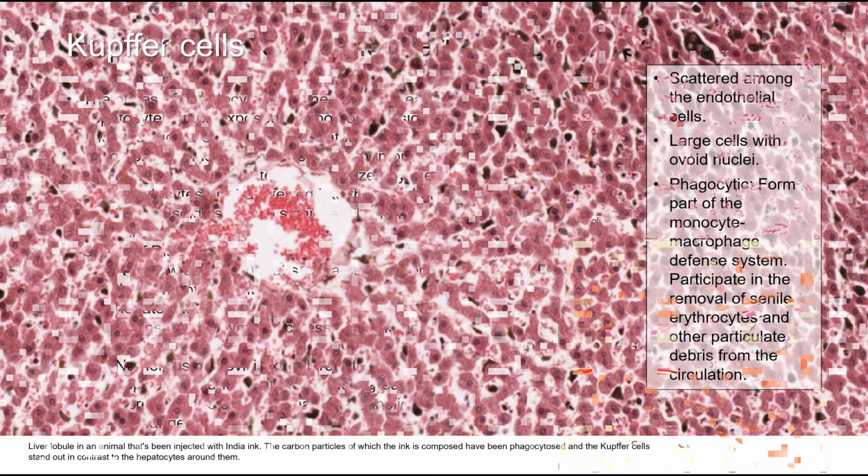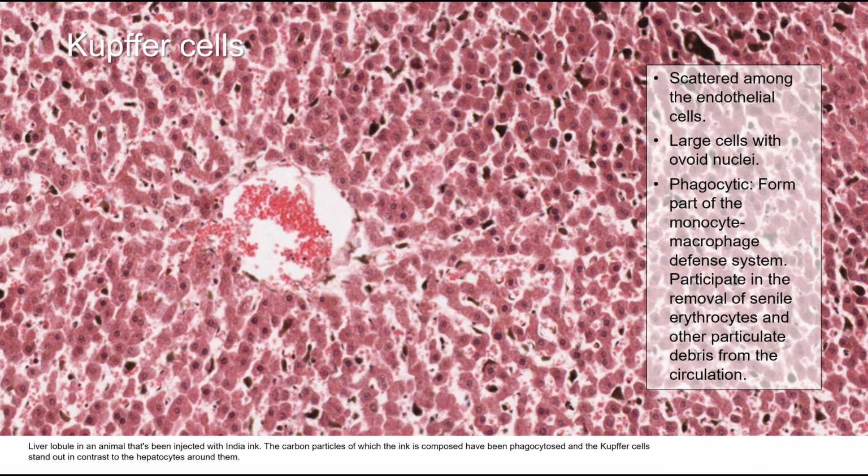Another type of cells that are present in the liver are scattered among the endothelial cells that line the sinusoids. And these are the darkly stained cells here. These are called Kupffer cells. They are large cells with ovoid nuclei. They are phagocytic. They are part of the monocyte macrophage defense mechanism in the body. And they participate in the removal of senile RBCs and other particulate matter from the circulation.